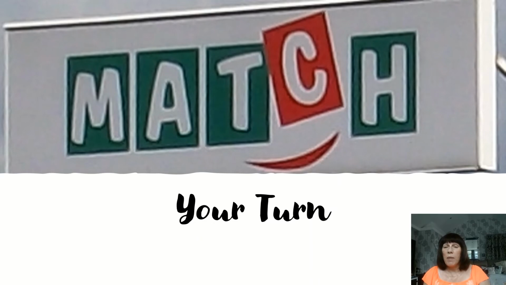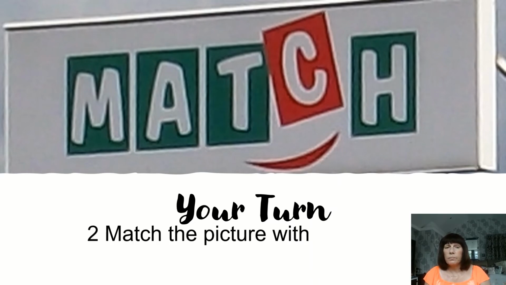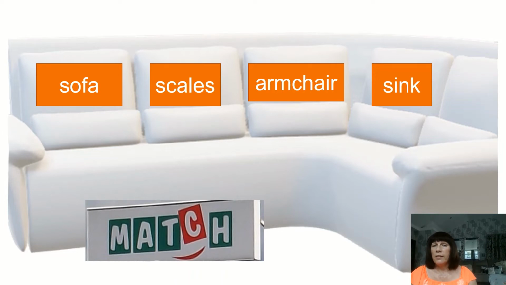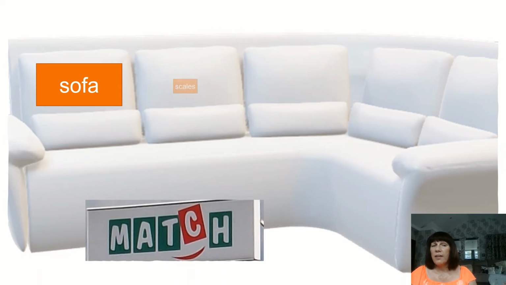So now we're going to match, and it's your turn to match the picture with the correct word. So here we have a picture. Think about what the picture is and point to the word on the screen that you think is the answer. Is this a sofa, scales, armchair, sink or bed? We're getting closer to the answer. It's a sofa. Well done if you match that word to the picture.